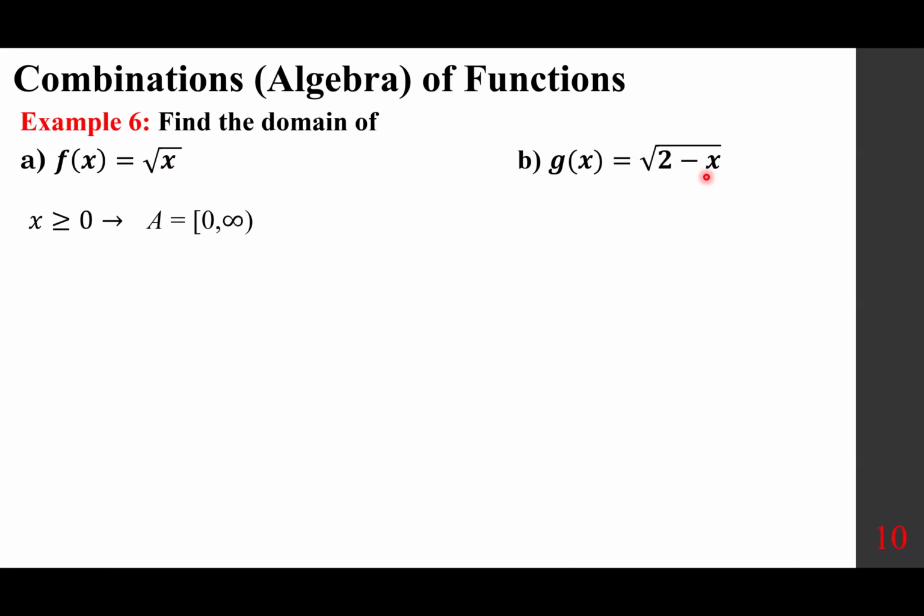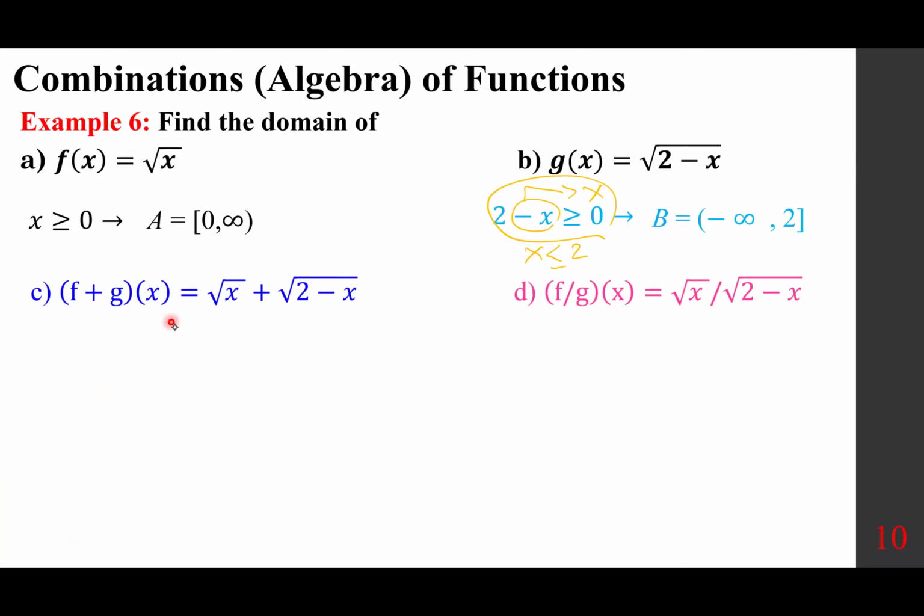For g of x, we do the same thing. 2 minus x larger than or equal to 0. If you move the x over, 2 is larger than or equal to x, or x less than or equal to 2, and here's the domain: negative infinity to 2. By the way, infinity as well as negative infinity, both of them are concepts, not numbers. Therefore, you go with parentheses, meaning the endpoints are not included.